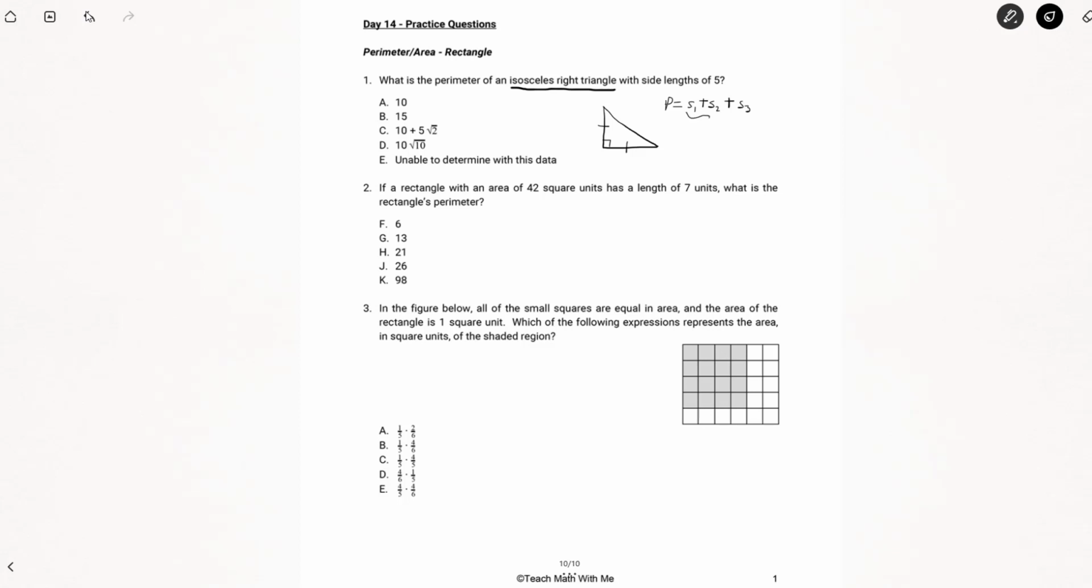We know that side 1 and side 2 are the same thing. We could call that x. Really, it's 2x because we have side 1 plus side 2. We have x and x, and then plus that side 3 here. So we'll call this x, and maybe we'll call this one side 3. Okay, so we know that the side lengths are 5. So we can label that.